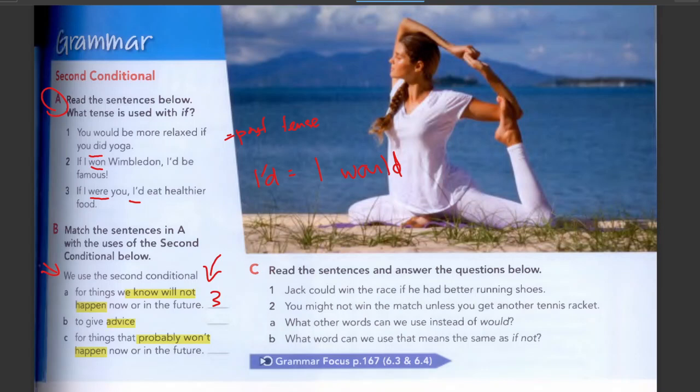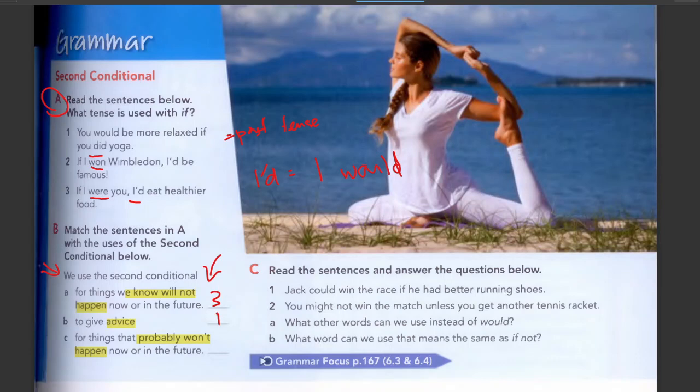B is to give advice. Which sentence, 1, 2, 3 in A here is for giving advice? Nasihat. It is number 1. You would be more relaxed if you did yoga. So nasihat, dia cadangkan orang tu buat yoga.